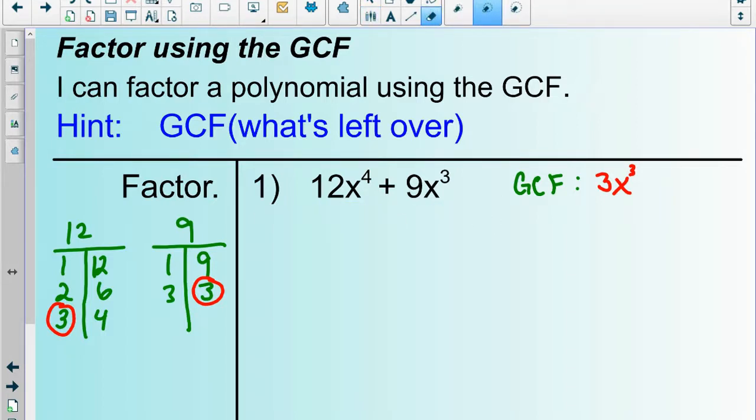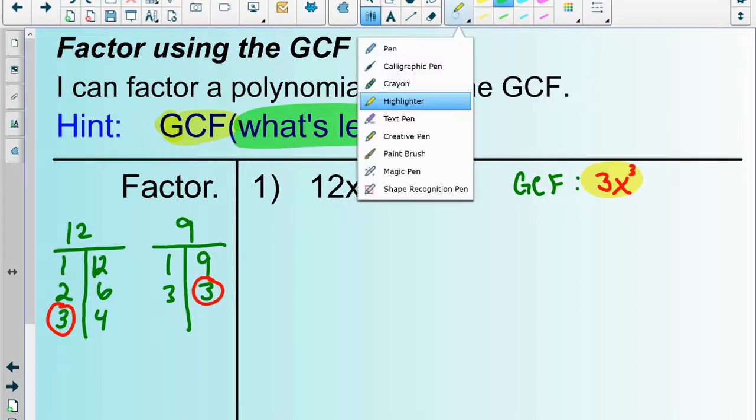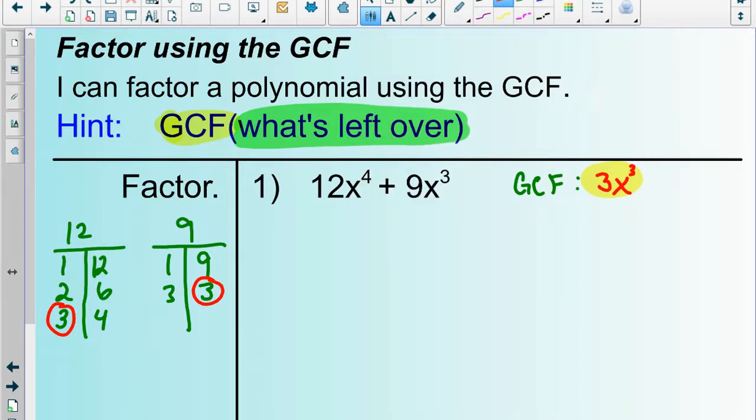Now how we factor this is we kind of have a hint up above in blue. It says that we want to take the GCF, which is 3x cubed, and write it as the GCF times whatever's left over. Okay, and what I mean by that is whatever's left over after you divide out the GCF. So we are going to take each term and divide by the GCF. That's going to give us what's left over after we take the GCF out of it. Okay, that's our division step.